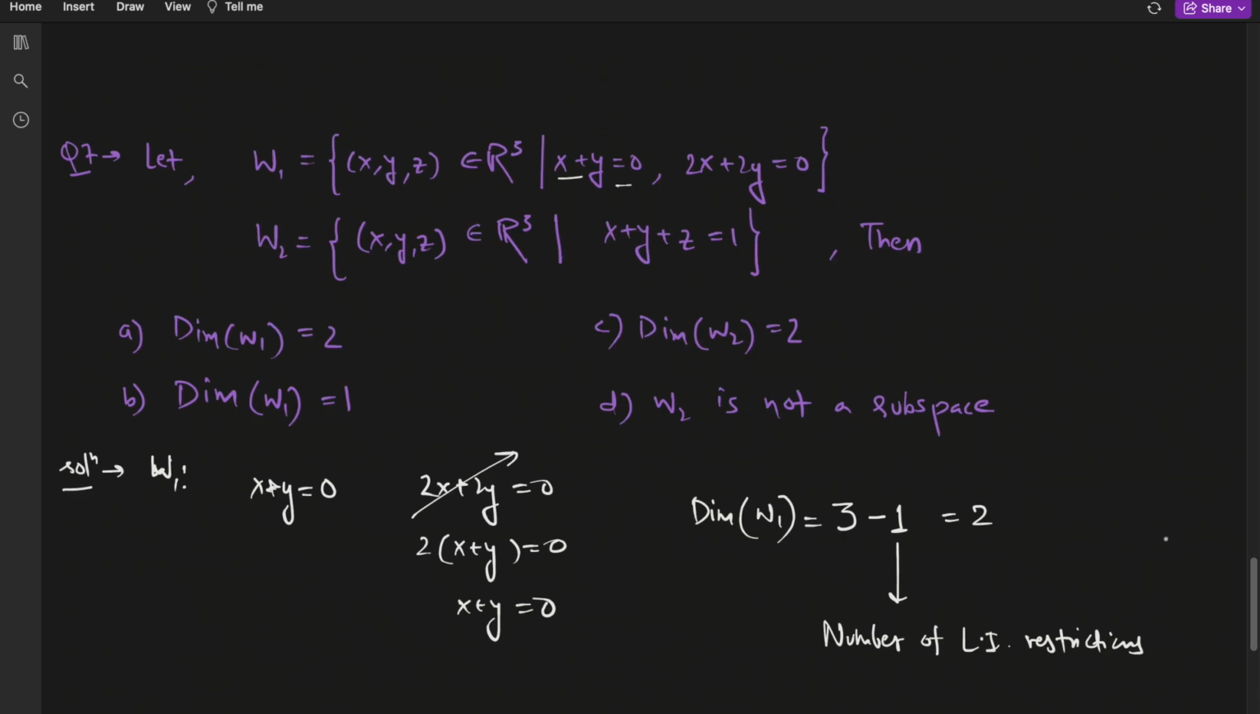All right. So in this case, the dimension of W1 is 2. So this is correct, and option D is correct.